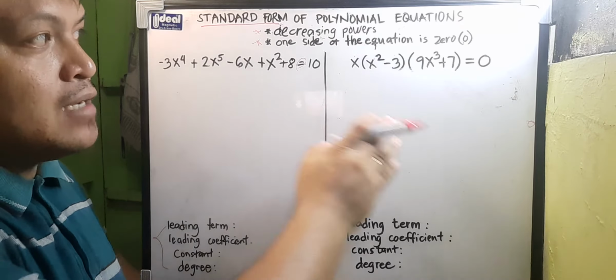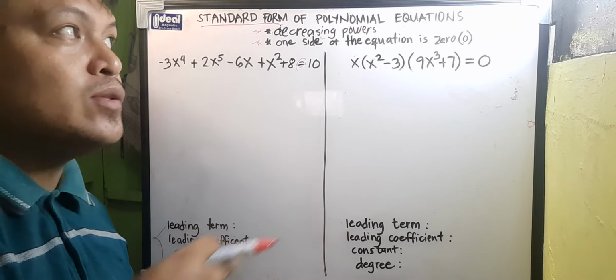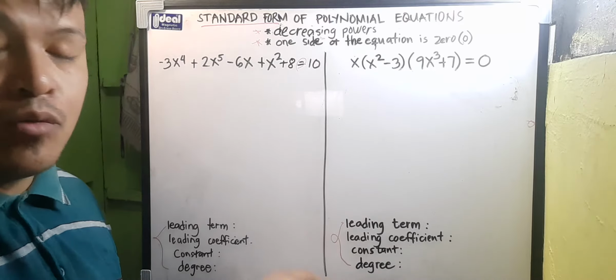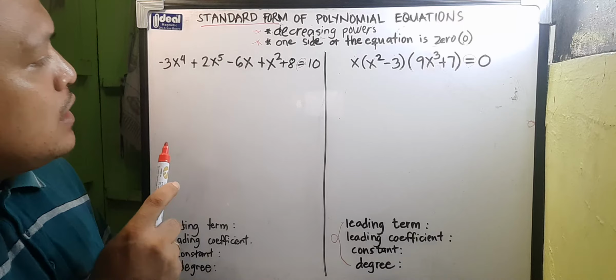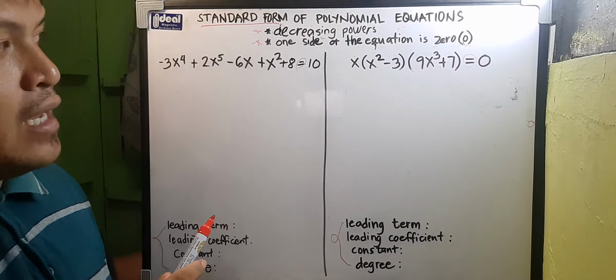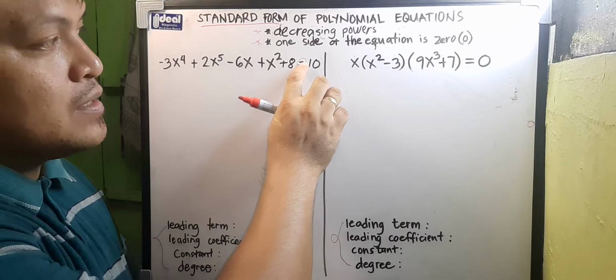So, I have here two examples. So, subukan nating i-write ang dalawang to into standard form para ma-identify natin doon sa mga equations ang mga properties na to. So, first, 3x raised to 4 plus 2x raised to 5 minus 6x plus x squared plus 8 equals 10.